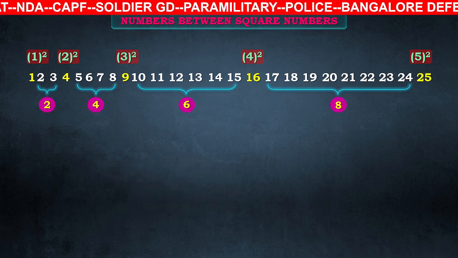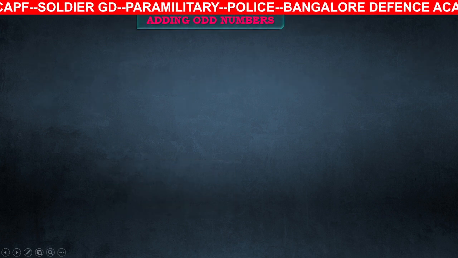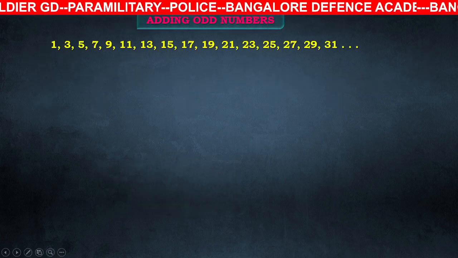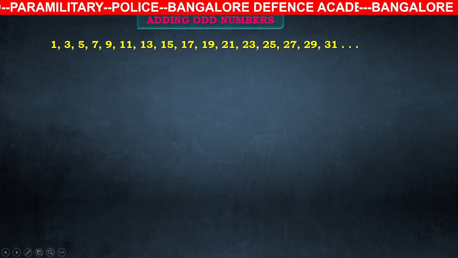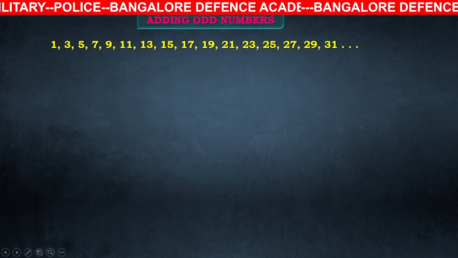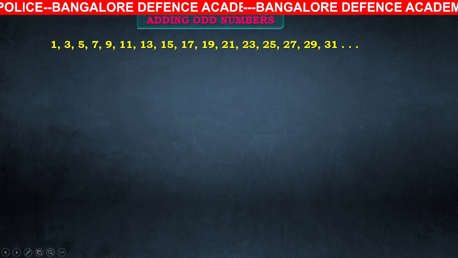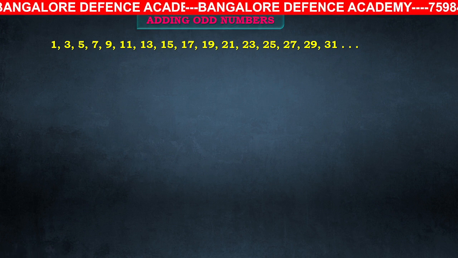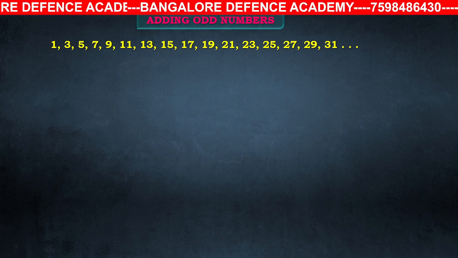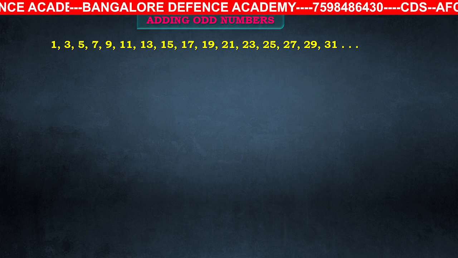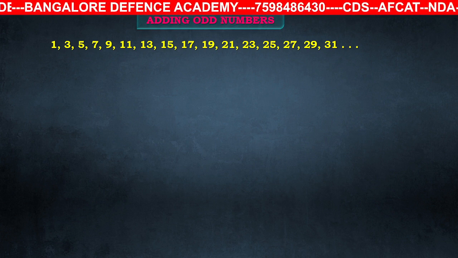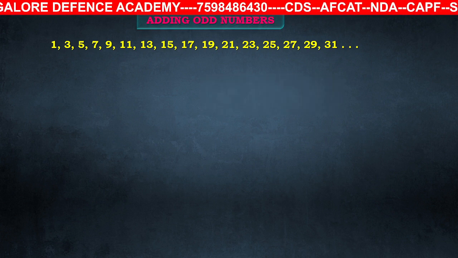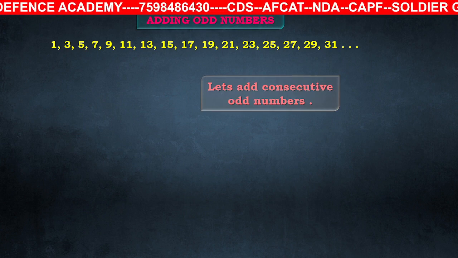Now, adding odd numbers. This is one more important property, or a kind of question, that you should understand. Here I have odd numbers written from 1 to 31. That is 1, 3, 5, 7, 9, 11, 13, 15. It goes on till 31. Now I'm going to add these numbers one by one. So now let's add these consecutive numbers one by one.